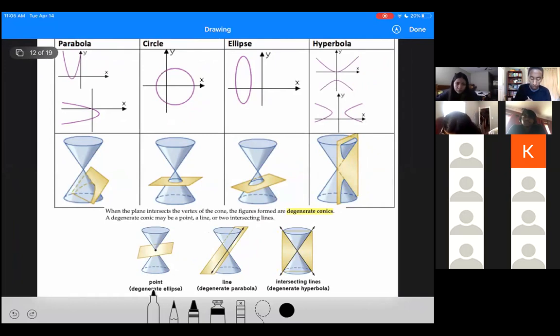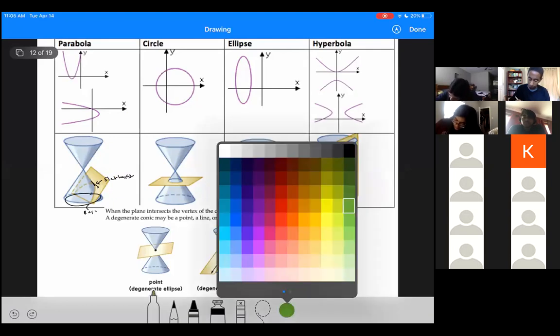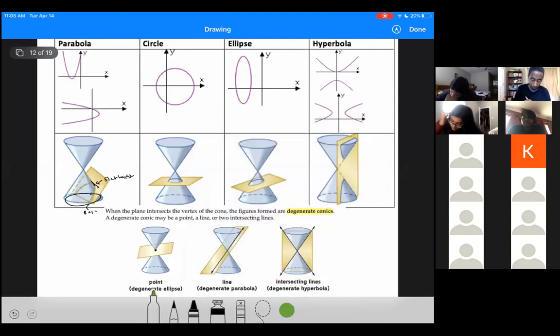And if you notice, it has to hit the slant height, and it also has to hit the base. And that will create the parabola there. That's the parabola. So it has to hit the slant, and it also has to hit the base.